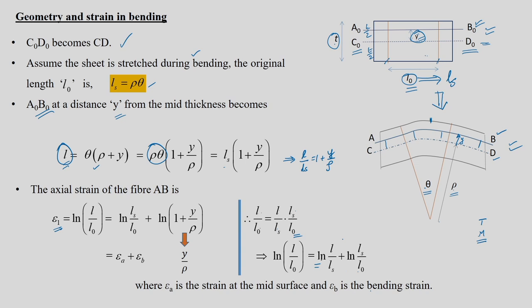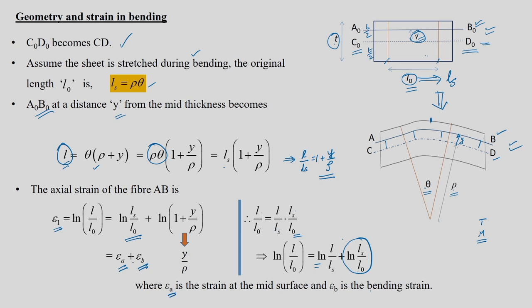So, ln of Ls by L naught will remain as it is here. I am going to write plus ln of L by Ls, which is 1 plus y by rho. So, ln of 1 plus y by rho. So, my axial strain of a fiber AB at any distance, let us say y, and this AB need not be in this location, it could be slightly above also, it does not matter. Epsilon 1 is nothing but ln of Ls by L naught, where Ls is rho theta, divided by L naught the original length, plus ln of 1 plus y by rho, which I am going to call epsilon A plus epsilon B.